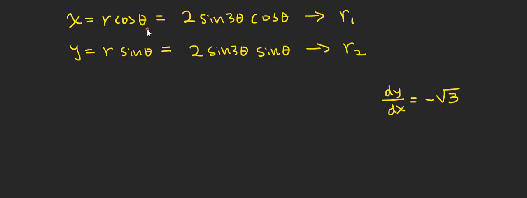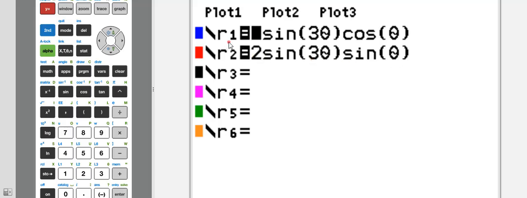And our x is 2 sine 3 theta cosine theta. So I'm going to let that equal r of 1. And our y, which is 2 sine 3 theta sine theta, I'm going to let that equal r of 2. So now I'm in polar, and this r1 is my x, and r2 is my y. Now we've got to find the derivative. We've got to find dy over dx when theta equals pi over 6.